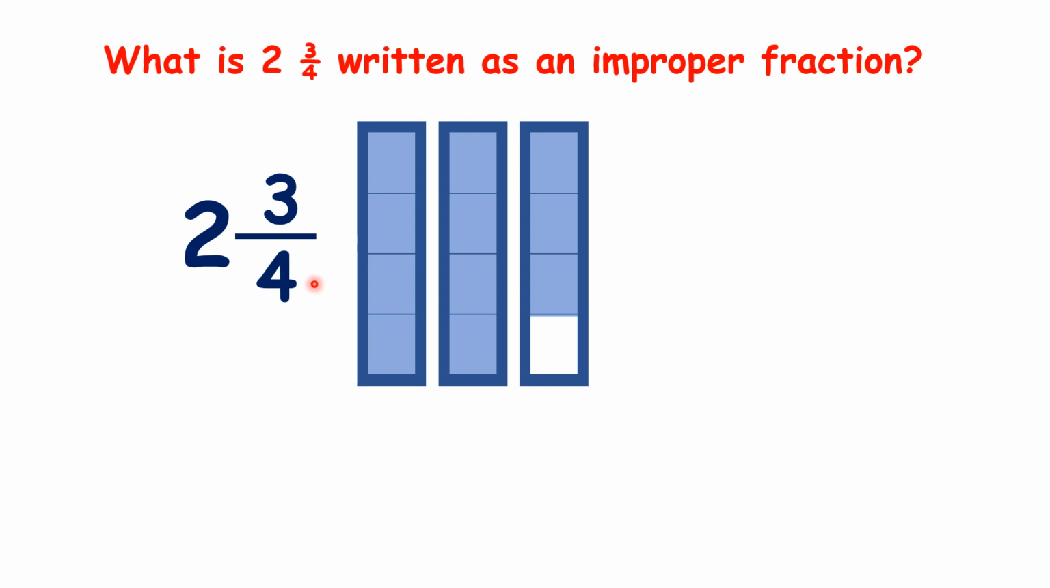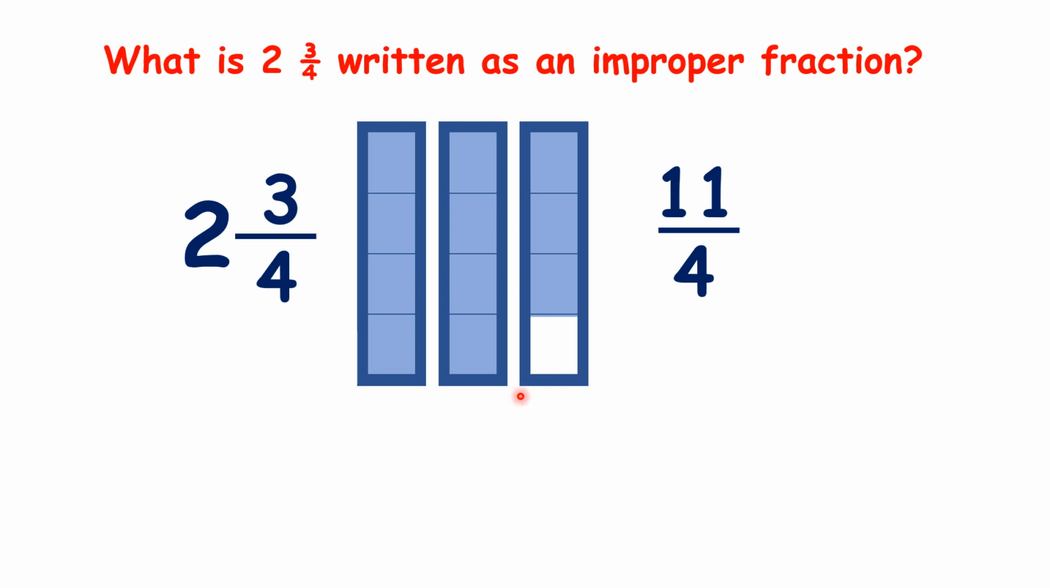We have quarters, so we know that our denominator will be 4, the same as the denominator in our mixed number. But to find the numerator, we just have to count the coloured pieces. So we have 4/4 here, another 4/4 here, and another 3/4 here. Now 4 plus 4 plus 3 is 11, so we have 11/4.